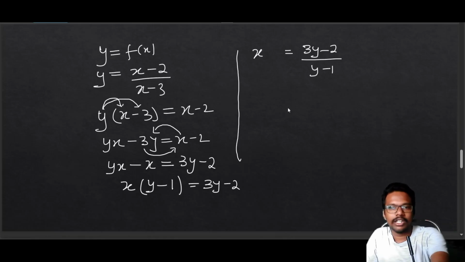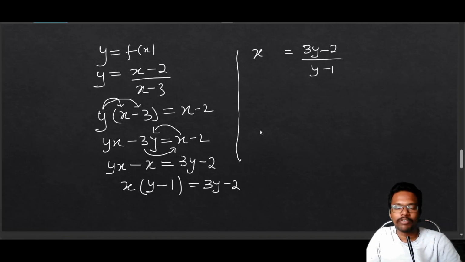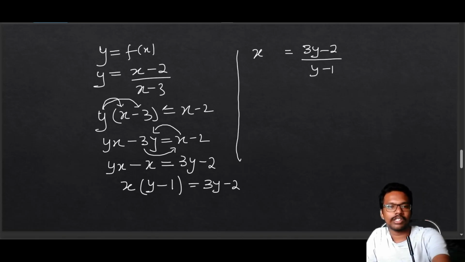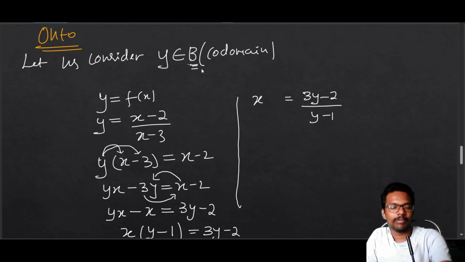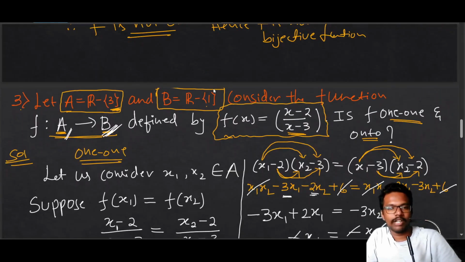If you observe clearly here, if you substitute 1 in the place of y, the denominator becomes 0, then x will be not defined. So it is not possible here. We should not put y value as 1, because then it is not possible to check onto. To check onto, first the function should be defined. So for that sake, we have considered y from b, and in b they have removed this one.